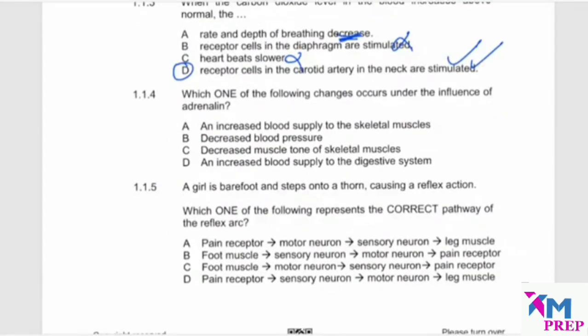1.4. Which one of the following changes occurs under the influence of adrenaline? Adrenaline, remember, is a hormone which is responsible for emergency. So we have to look for emergency. Increase the blood supply of skeletal muscles. They're saying decrease in blood pressure. Remember, when you're under emergency, you're supposed to increase the blood pressure. That's why you sweat too much. Decrease in the muscle tone? Never. The muscle tone increases so that you are able to fight. Increase the blood supply to the digestive system? For what? Are you going to digest the food? So D becomes wrong. So A becomes the most correct answer.